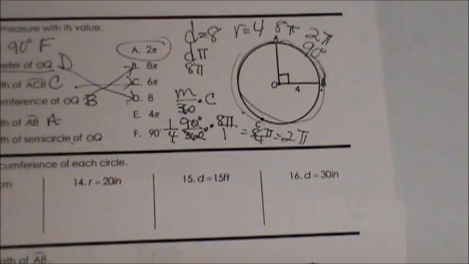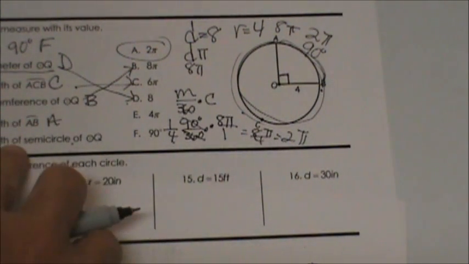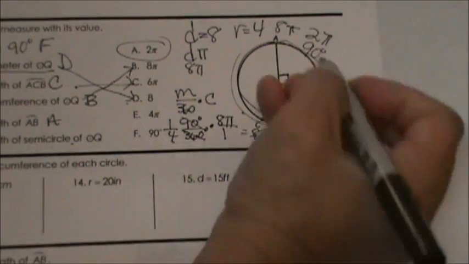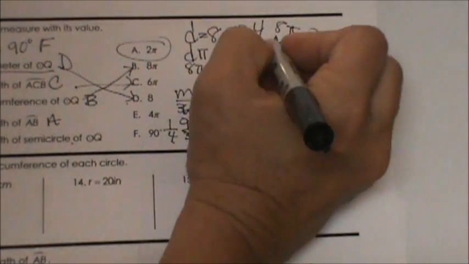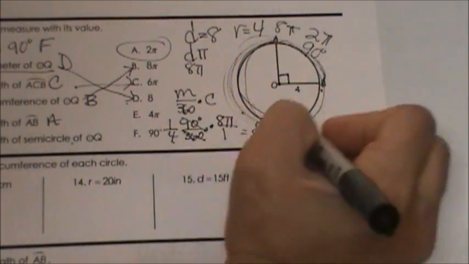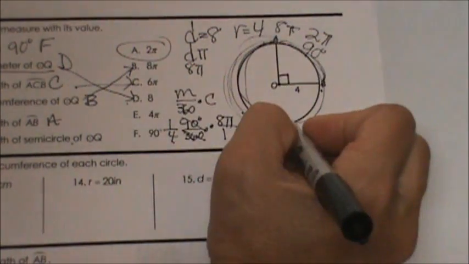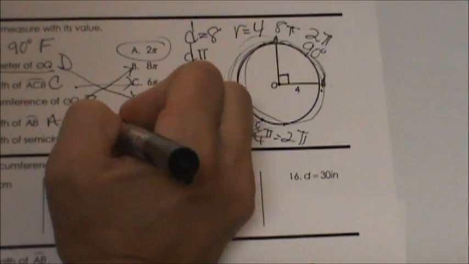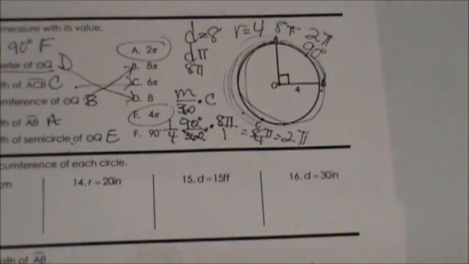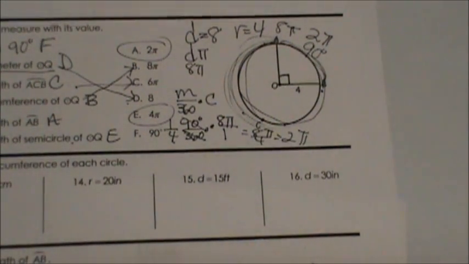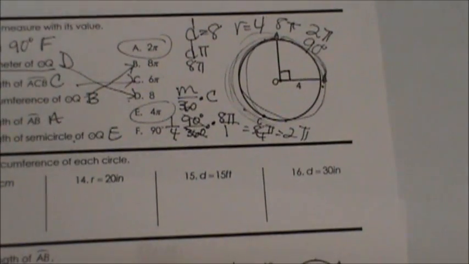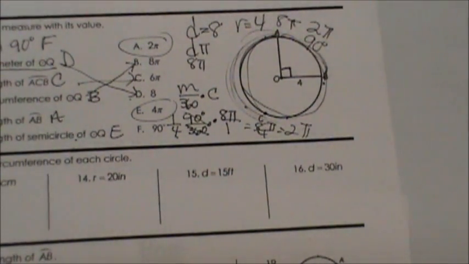And then, what's the length of the hemisphere or semicircle? Well, that's half of it. If the whole distance around is 8 pi, what's halfway around? Yes, 4 pi. So that would be the length of the semicircle on that circle. So there you go. Those are the answers. F, D, C, B, A, E. So hopefully you got all those, and you can double check if you need to.